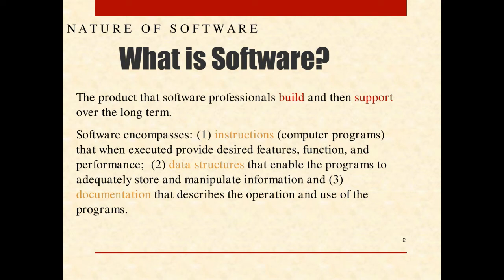What is software? The product that software professionals build and then support over the long term. Software encompasses 3 points. 1. Instructions, that is computer programs that when executed provide desired features, function and performance. 2. Data structures that enable the programs to adequately store and manipulate information. And 3. Documentation that describes the operation and use of the programs.